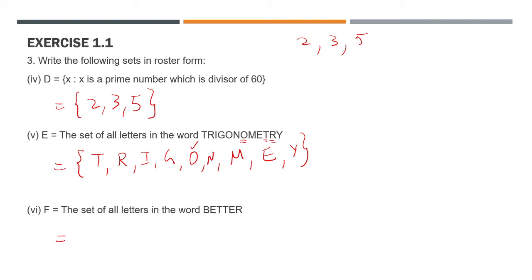The next one, F is equal to the set of all letters in the word better. So, here the word better has got B, E, T, T, E, R. So, the set includes B, E, T. Next T is repeated, it should not be included. Then E is also repeated, it should not be included. The last one is R. So, the answer is B, E, T and R.